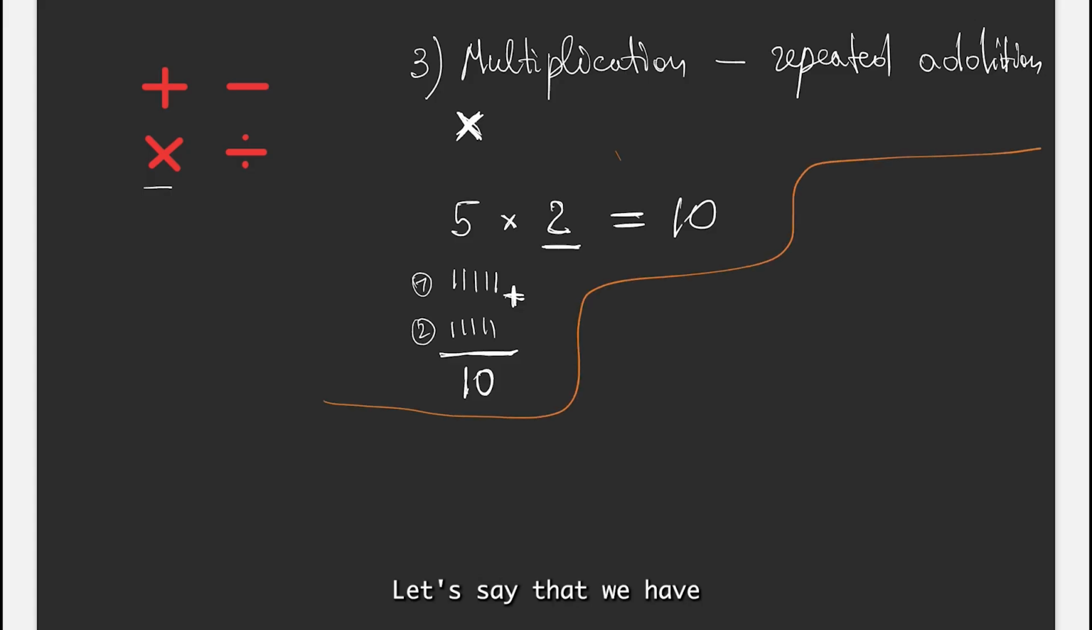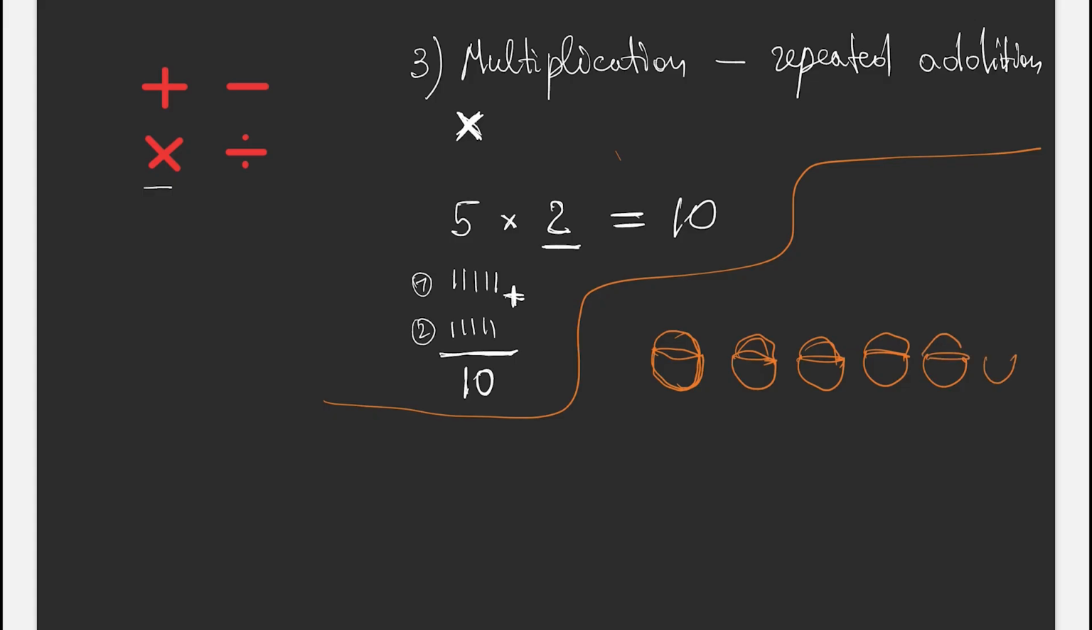Let's say that we have 6 baskets with oranges. 1, 2, 3, 4, 5, 6. And in each basket we have 5 oranges. 1, 2, 3, 4, 5.